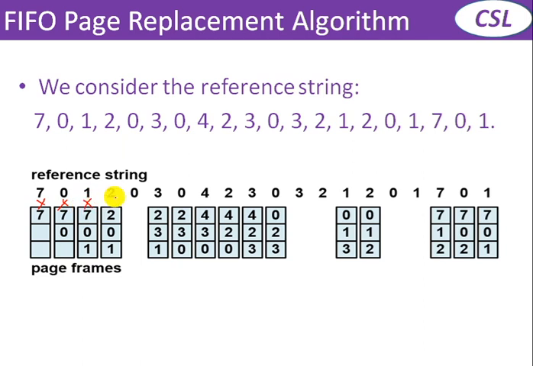Next request is 2. Our memory is filled with 7, 0, 1, but there is no space for 2. Then based on the FIFO page replacement algorithm, we have to find the earliest page among 7, 0, 1. What is the earliest page? 7 is the earliest, the first one we filled. So we have to remove 7 and fill it with 2.